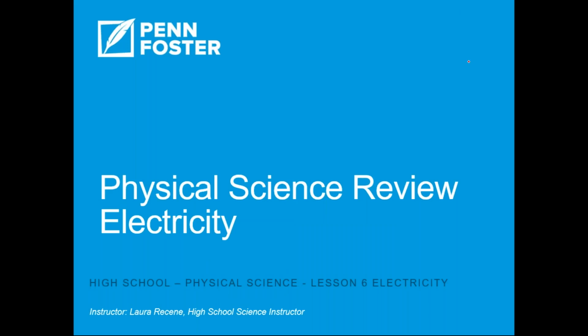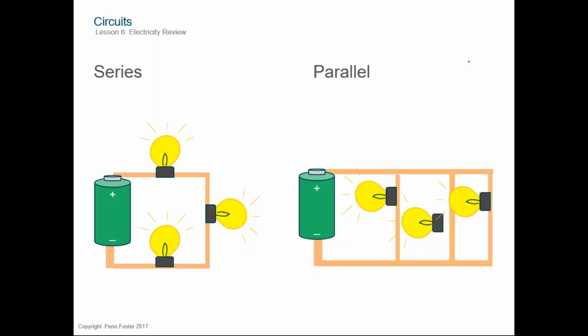We're going to talk about electricity in section 6.4, looking at properties of circuits. So we know that we have series and parallel circuits, and the difference between them is that with a series circuit, the electricity goes in order from one device to the next, and it only has one path along which the current can flow. Whereas with a parallel circuit, it's got multiple paths that the current can flow on at the same time.